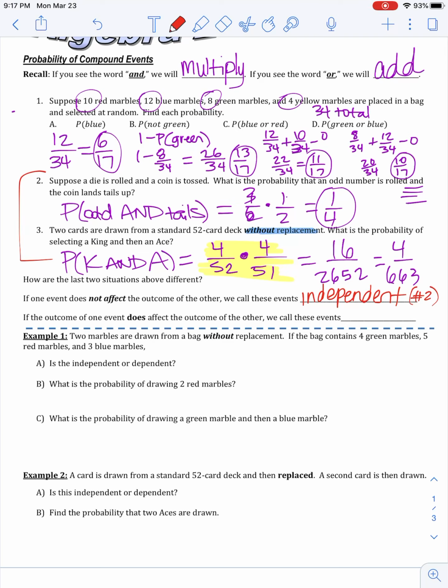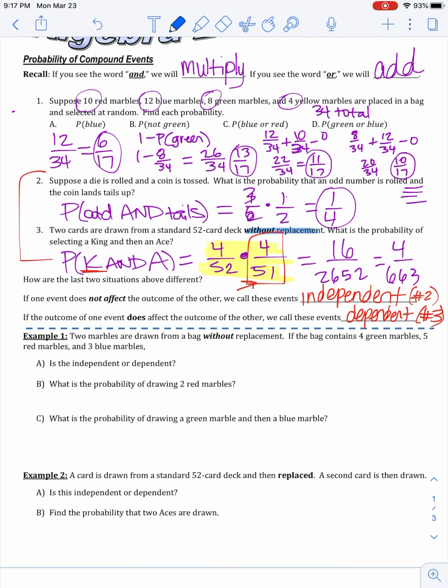Now, if the outcome of one event does affect the outcome, then the events are dependent. We saw that in number 3 because the probability of getting an ace on the second pick depends on whether or not you had an ace on the first pick. So, for example, if I picked an ace and then another ace, then I'd only have 3 aces left. But we're saying that we first picked a king, but then our denominator does change. If it was independent, that would only happen if I did replace the card, and then I would have a 4 out of 52, like I mentioned earlier. So we'll see more examples of both of these as we move through our notes.